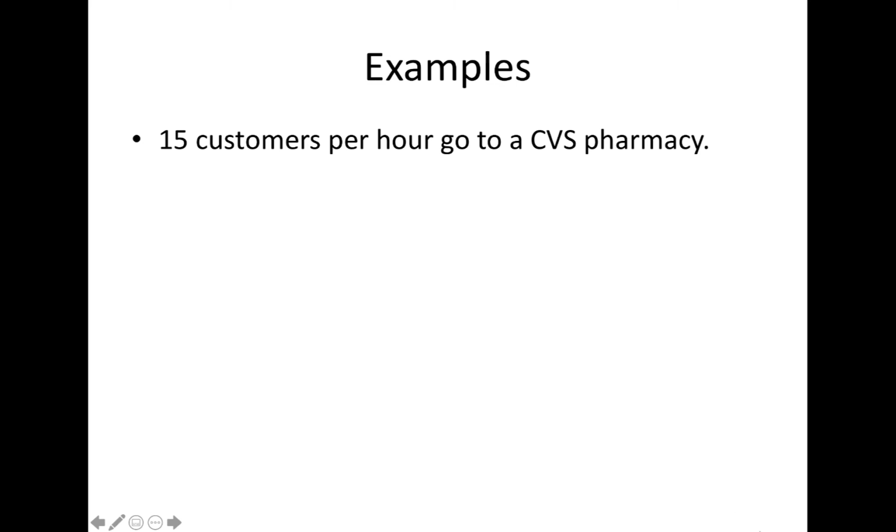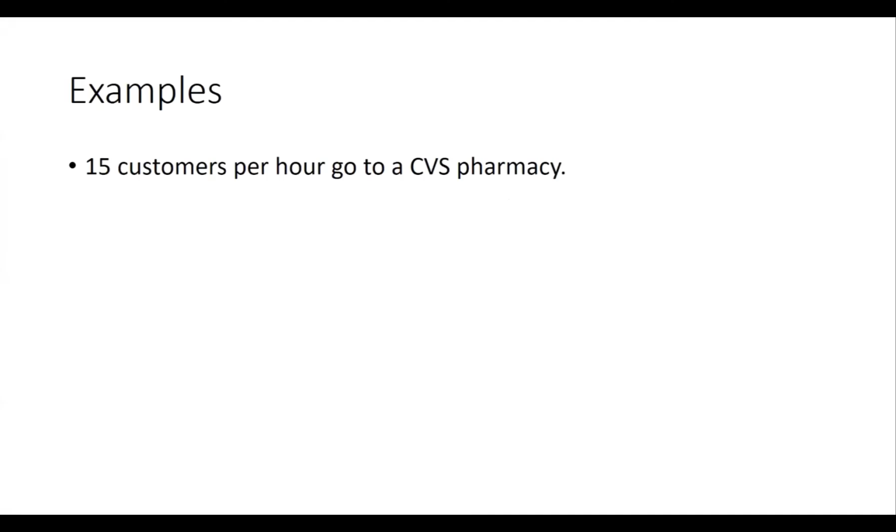Okay, so the first example says 15 customers per hour go to a CVS pharmacy. So what type of information is given to us here? Yes, that was correct. If the arrival rate is 15 customers per hour, then the inter-arrival time is 4 minutes.